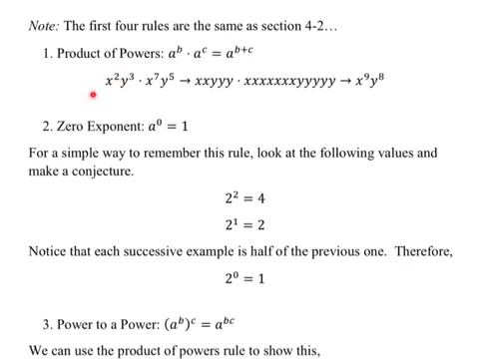X squared, y to the third, x to the seventh, y to the fifth. We'll just write it out. This is two x's, those are those. Y to the third, x to the seventh, y to the fifth. And then you see that there's two x's, and there's going to be 7 here, so that's 9 x's. There's 3 y's, and there's 5 y's, giving a total of 8 y's.